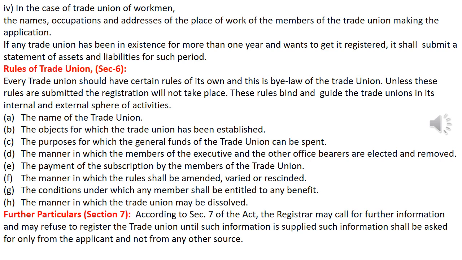If any trade union has been in existence for more than 1 year and it is not registered, and they want to register now, they have to submit the assets and liabilities during that period.